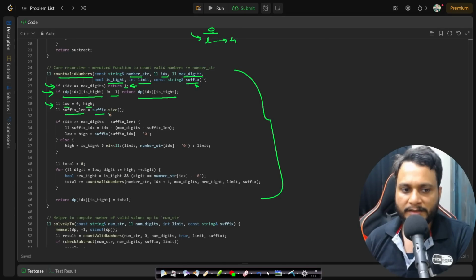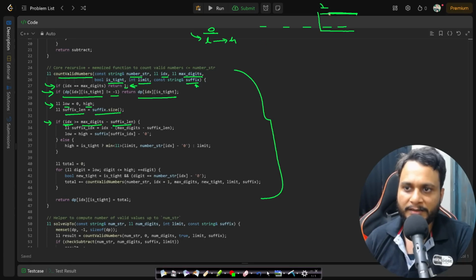Fine, the suffix length is simply the suffix dot size, and I will be checking if the index is actually in the range of the suffix, because the last 2 digits may be the suffix. But how will you identify? If the index is greater than or equal to max digits minus suffix length, that means you are inside the suffix index. That means you are at the end part of the indices. In that case, you have to see what is the suffix index.